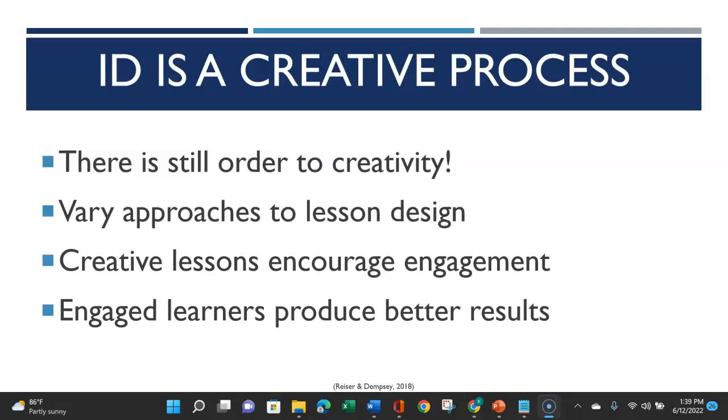Creativity. Creativity has a place in the design process, and just because a design is structured doesn't mean that it can't also be creative. Creativity speaks to varying approaches to designing lessons and not being afraid to try something new and unique. Reiser and Dempsey remind us that creative lessons encourage engagement, and engaged learners produce better results.